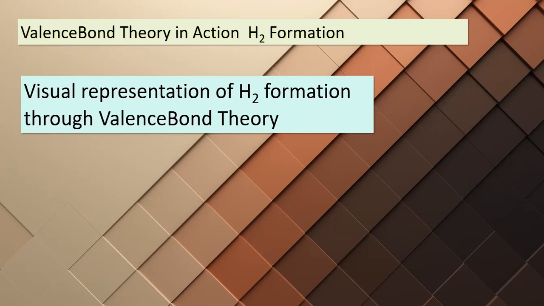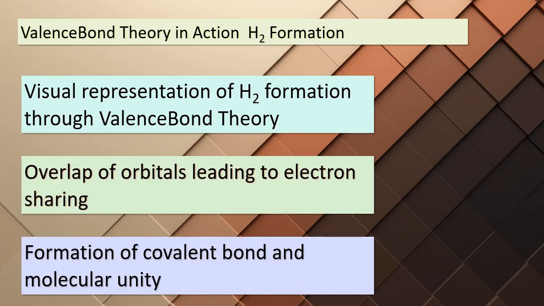Hello, eager learners. Let's witness the valence bond theory in action with a step-by-step exploration of H2 formation. Remember, this theory helps us comprehend the intricate dance of electrons as atoms come together. Our journey begins with two hydrogen atoms, each with its single electron sitting in a 1s orbital. As these atoms approach each other, their orbitals start to overlap.